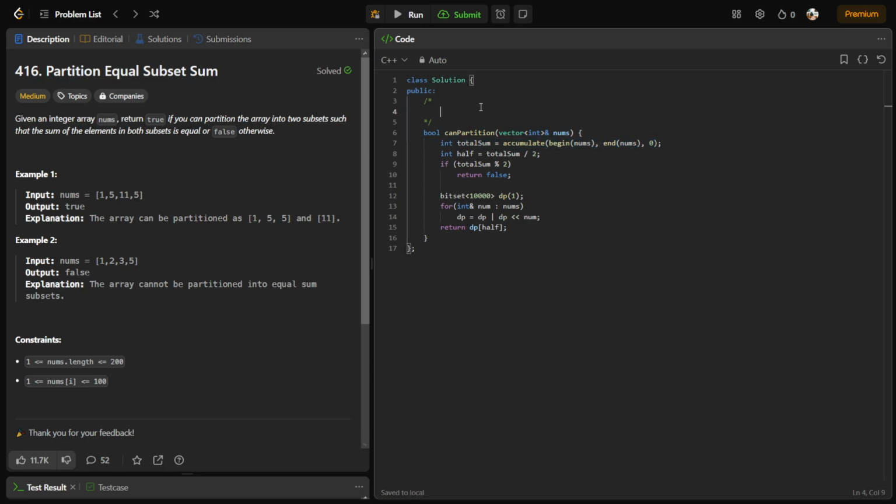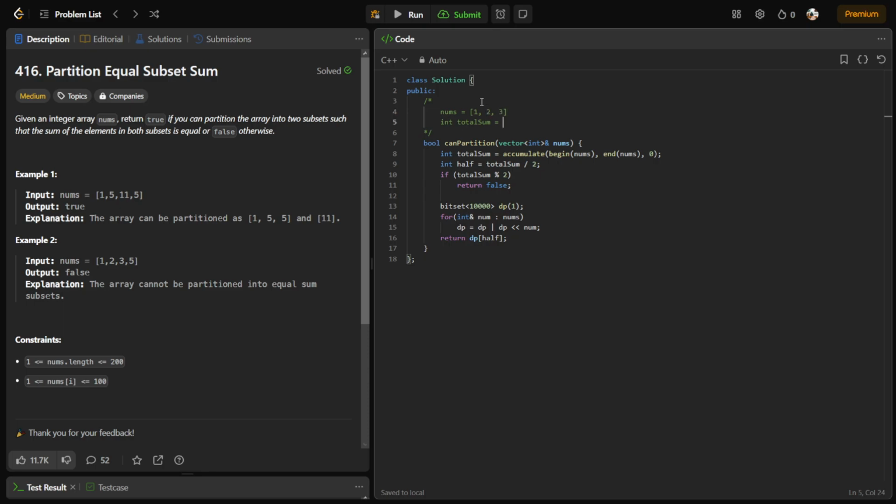first, I have the total sum here. So this total sum will, as the name implies, basically get the total of all the integers inside the array, right? For this case, let's try a small example, like 1, 2, and 3, right? So in this case, the total would be 6, right? And half of it would be 6 divided by 2, which is 3, right?